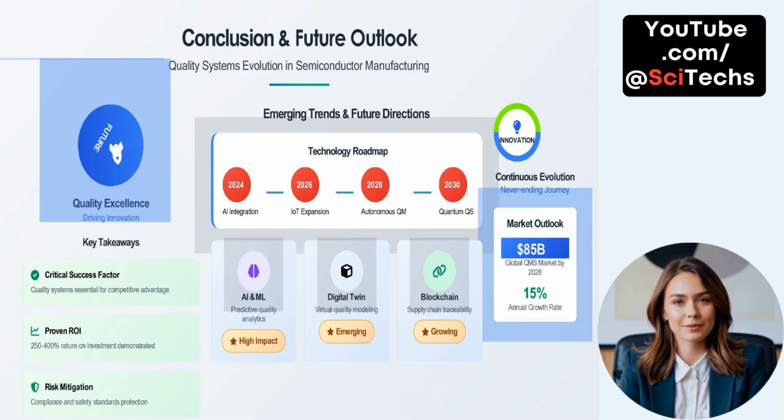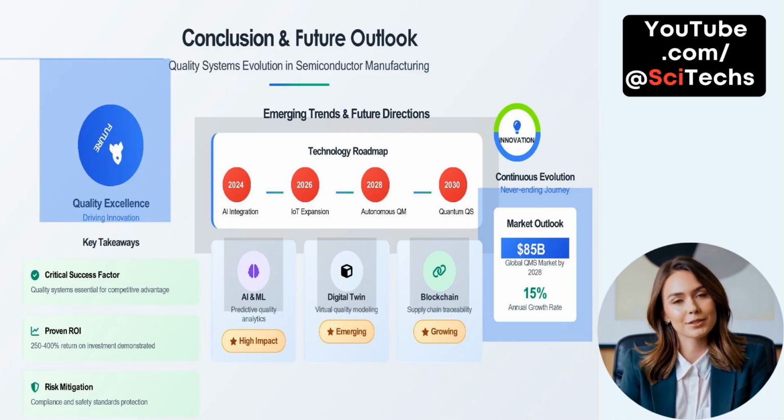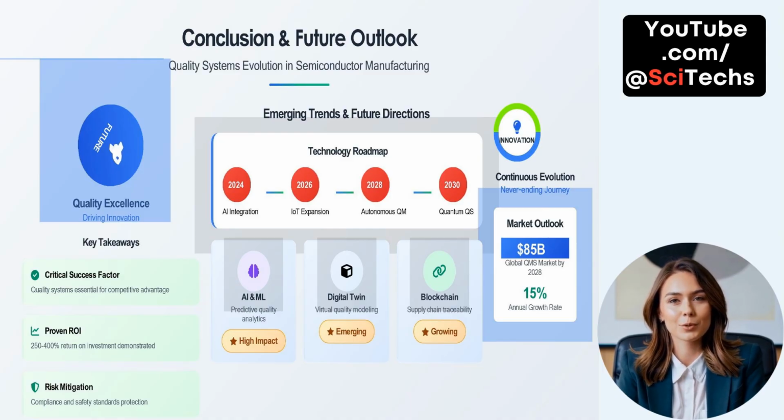Conclusion and future outlook. Quality systems continue to evolve, serving as a cornerstone for innovation in semiconductor manufacturing. These systems are not only a critical success factor, but also a key driver of competitive advantage. Organizations implementing them consistently realize a strong return on investment, typically between 250% and 400%. They also help mitigate risks by ensuring compliance with safety and regulatory standards. Looking forward, the technology roadmap highlights major developments: AI integration in 2024, IoT expansion by 2026, autonomous quality management by 2028, and quantum quality systems by 2030.